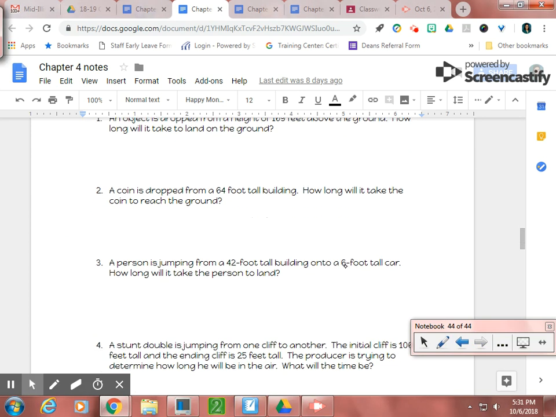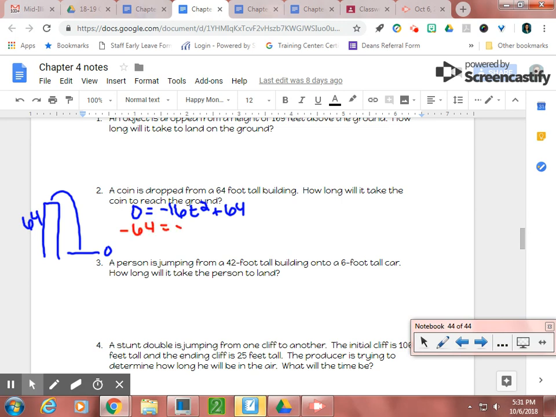Okay. A coin is dropped from a 64-foot tall building. So my starting height is 64. How long will it take to reach the ground? The ground height of 0 is what we're going to. So we have 0 equals negative 16t squared, because we're looking for time, plus 64. My first step is to move the 64 to the other side. My second step would be to divide by the negative 16. So that's going to give me a positive 64 over 16 equals t squared.